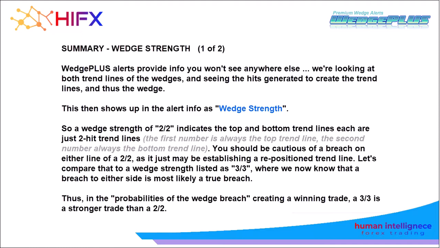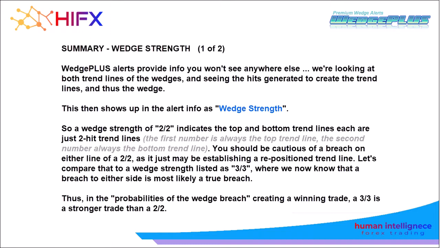Lastly, you should be cautious of a breach on either line of a 2, 2. It just may be establishing a repositioned trend line. Let's compare that to a wedge strength listed as 3, 3, where we now know that a breach to either side is most likely a true breach. So a wedge standing out there in space, not associated with a pitchfork, not associated with a scan, there's nothing else going on, I would be very cautious about a 2, 2. Okay? A wedge that's standing out there in space and there's 3 hits on each trend line before there's potential for any breach, I'm liking that.